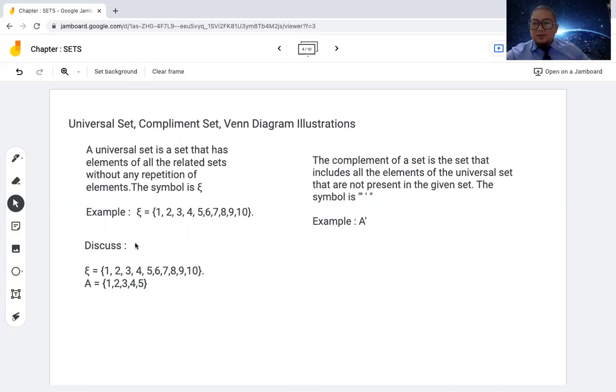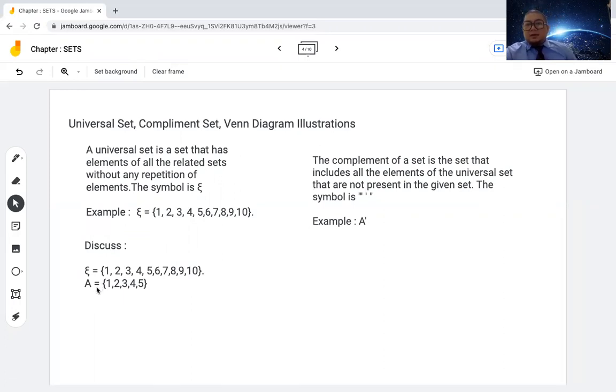Now, when you're given a universal set, you are also given different kinds of sets that are said to be a part of that universal set, meaning the elements of those other sets being compared are also parts of the universal set. Let's say, for example, I have here a set A, and if you notice, the elements of set A are also the elements of the universal set. That is how you're going to analyze that.